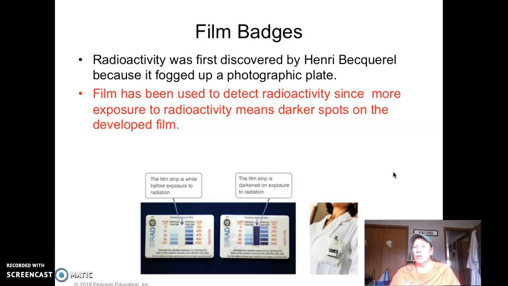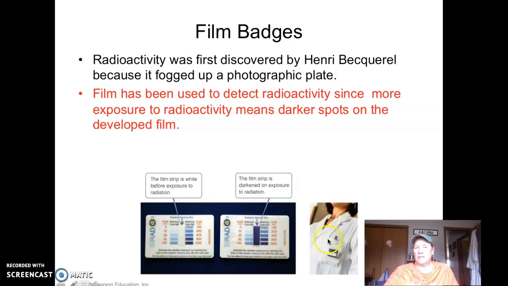So if you worked in a lab, an X-ray lab, or where you have radioactivity, you'd wear your little badge, and at the end of the day, they check to see where you're at, and you can see it's white before exposure in the middle. And these are the measurements on the sides. But if it's really dark like that, you've been exposed to a lot of radiation. You'll probably be taking a little break. You know what I'm saying? But this is ideal. But if you've been exposed to radiation, you'll see this.